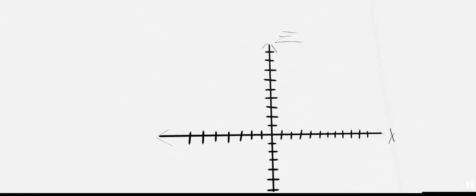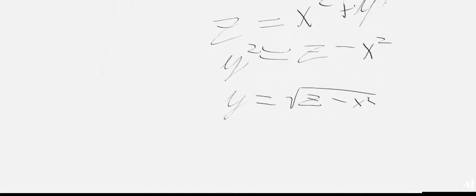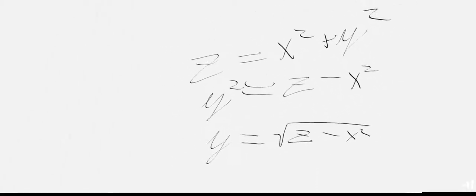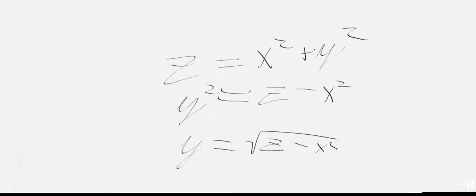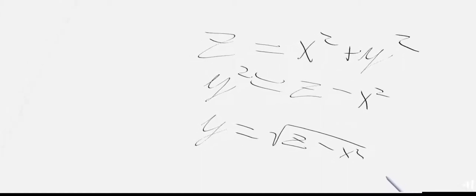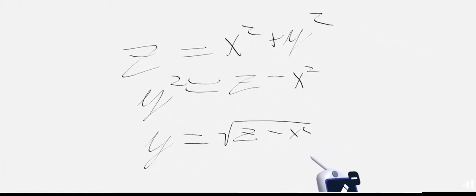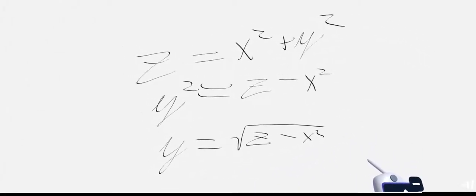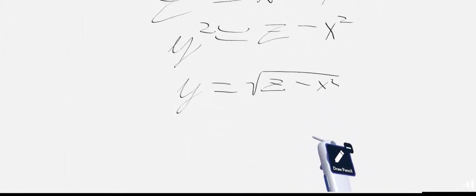Let's rewrite this so that you can graph the contour plot in the xz plane in terms of y. So I went ahead and rewrote this here, where z is equal to x squared plus y squared. Rewritten as y squared equals z minus x squared. And so y equals the square root of z minus x squared.